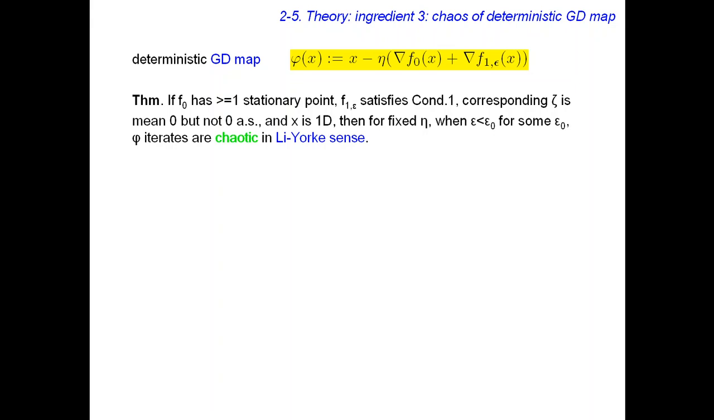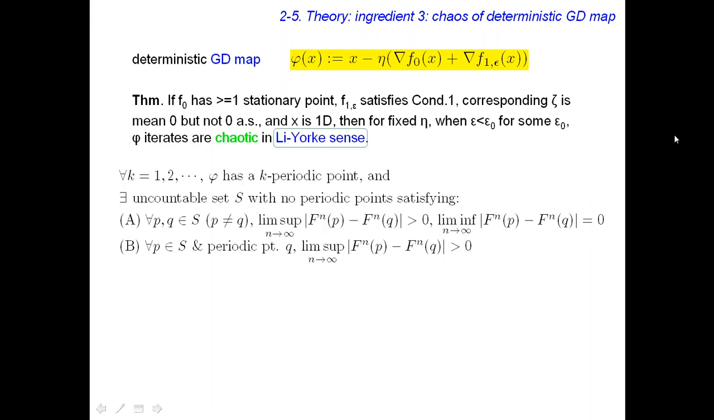And then I can find small enough epsilon such that the iterates are actually chaotic in the sense of Li-Yorke. Importantly, there is a strong requirement in this theorem. The rest is actually very mild. That is to say, it only works in 1D. But suppose we work with 1D for now.